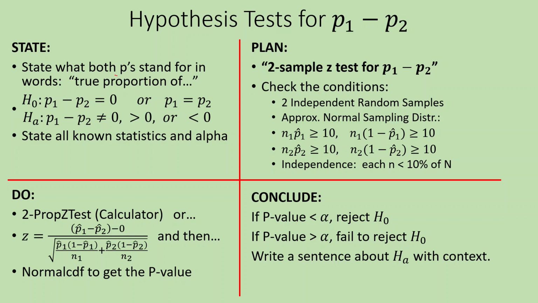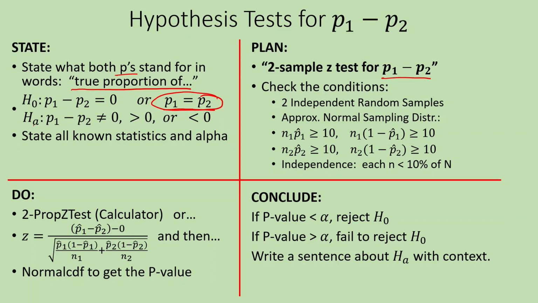So we have to state what both p's stand for, p1 and p2, or whatever letter we use for the subscripts or numbers. And again, don't forget to write that they are the true proportion of something or other. For the null hypothesis, it's either that the difference equals 0 or that p1 equals p2. I will usually go with p1 equals p2, but really what's happening is p1 minus p2 equals 0, which is why we get the name for the test, like p1 minus p2.